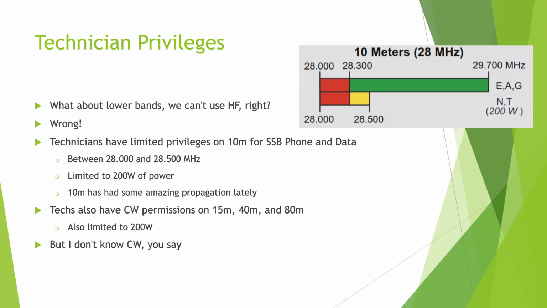Technicians have privileges on 10 meters. 10 meters is an HF band. We have privileges on 10 meters for single sideband phone. Phone is voice, if you remember from your technician test, and data privileges on the 10-meter band. Now, it's only limited to 28 to 28 and a half megahertz, and we're limited to 200 watts of power.